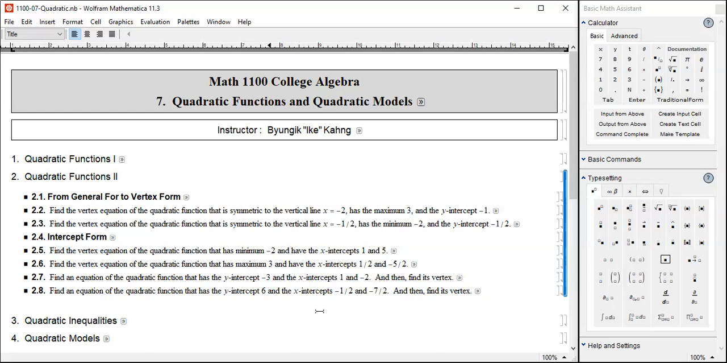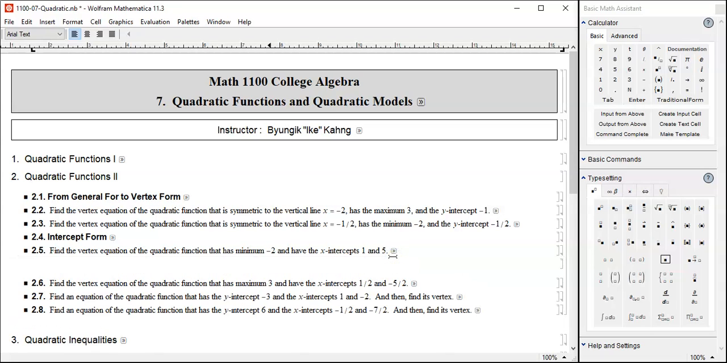And the standard technique is here in subsection 2.4, but let's try one problem without the proper tool, and let's see what happens. Okay, let's go to problem 2.5, excuse me. Find the vertex equation of the quadratic function that has minimum -2 and has x-intercepts 1 and 5. All right.